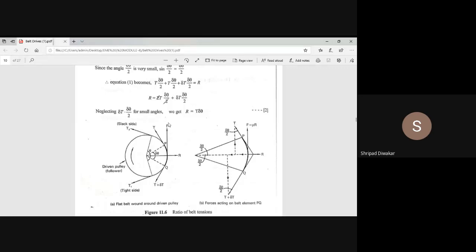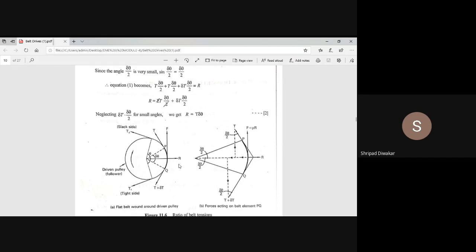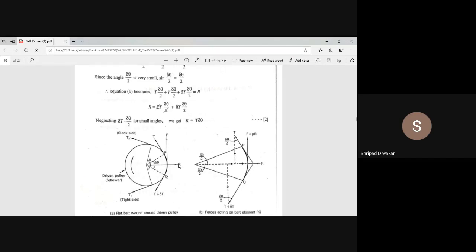Next, one more is there: R and mu R. There will obviously be a coefficient of friction, that is called the frictional force. One is T acting on the slack side. T plus delta T is acting on the tight side of the element. You remember, this is only for element PQ.